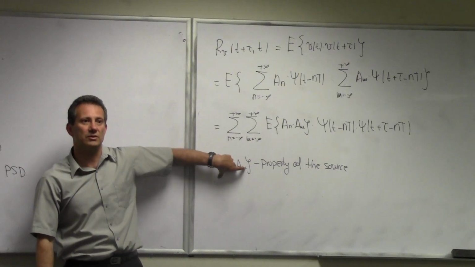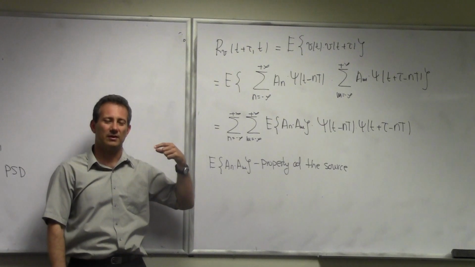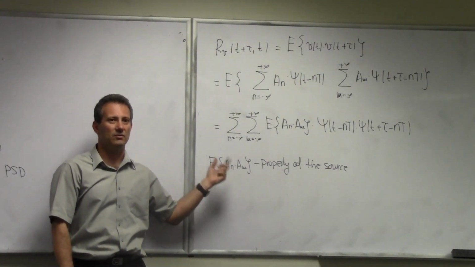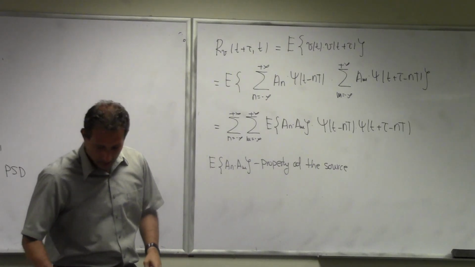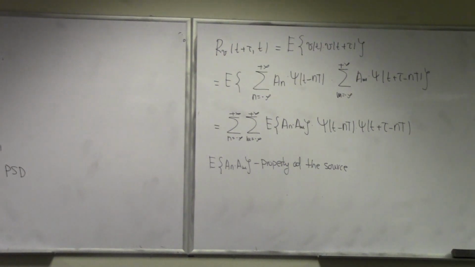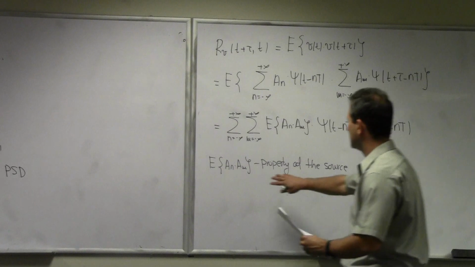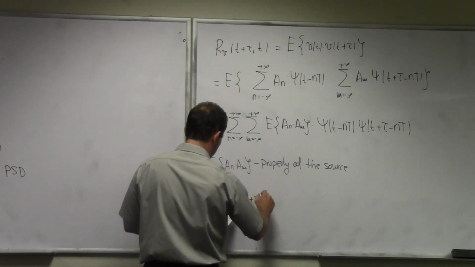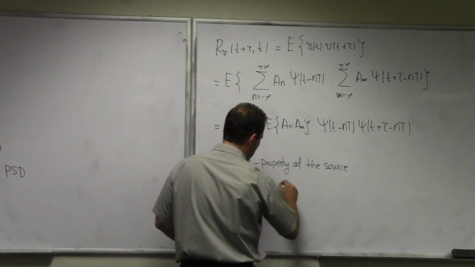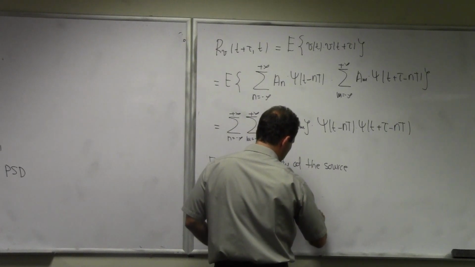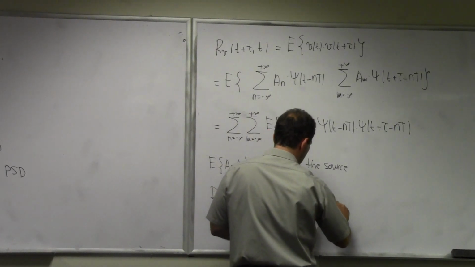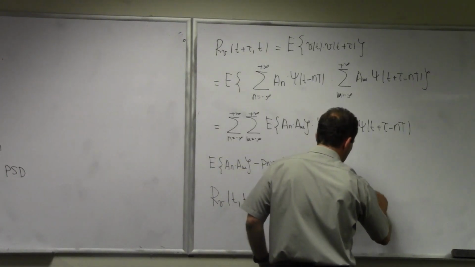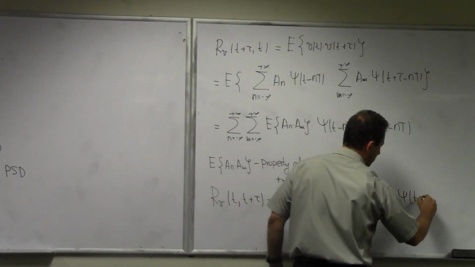For right now, I'm going to leave this autocorrelation function as a property of the source. But just so you know in the back of your mind, at some point we actually make this delta, and you will see why when we get to the end. For right now, let's just keep this as the autocorrelation function because we don't need to introduce any assumption at this time. So the autocorrelation function R_v(t, t plus tau) is going to be the sum over n and the sum over m, from minus infinity to plus infinity, of R_a(n minus m), which is the autocorrelation function of the symbols themselves, times psi(t minus nT), and then psi(t plus tau minus mT).